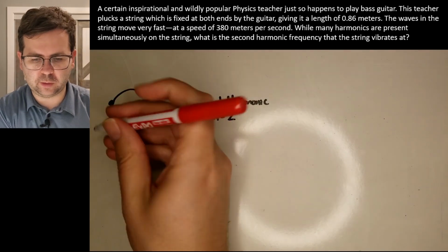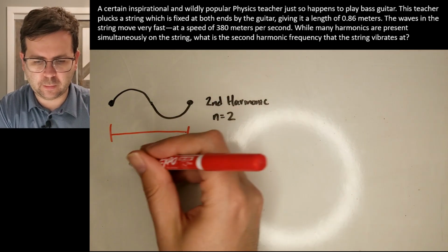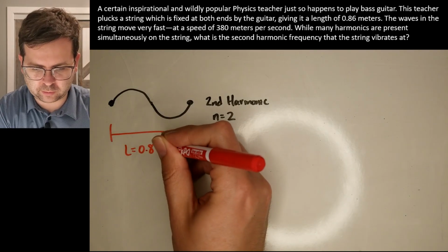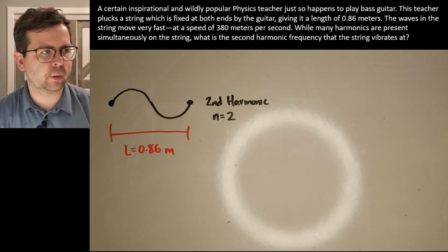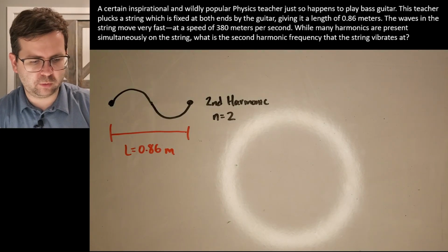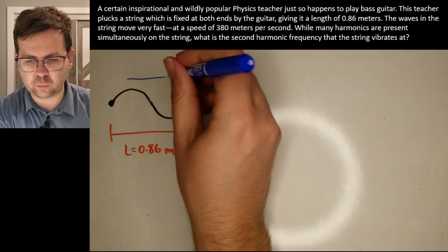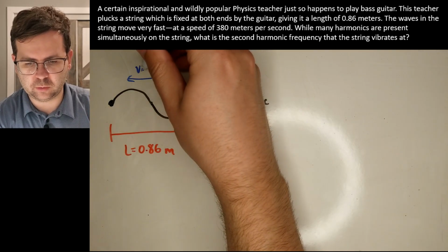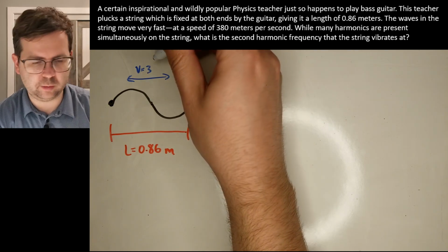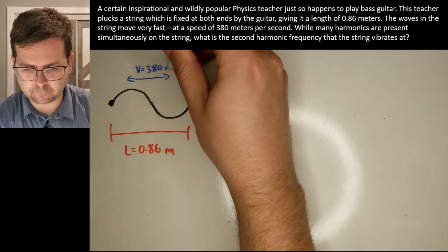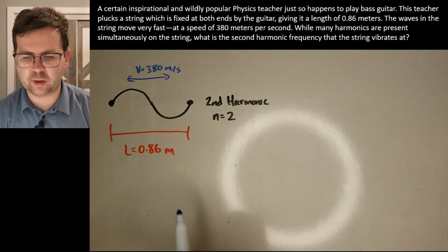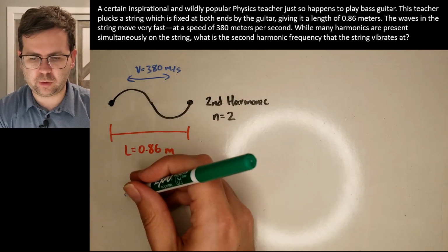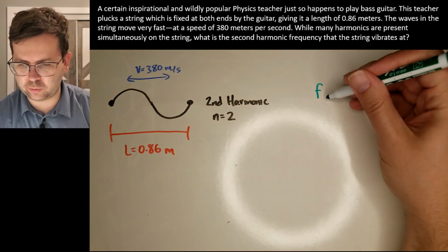We are told that the length of this guitar string is 0.86 meters, so I'm going to label that as a capital L for length. And then we have one other piece of information. We know that the speed that these waves move back and forth at is 380 meters per second. I like to label it like this so I have my mathematical symbols all in place, and that more easily lets me figure out the frequency.